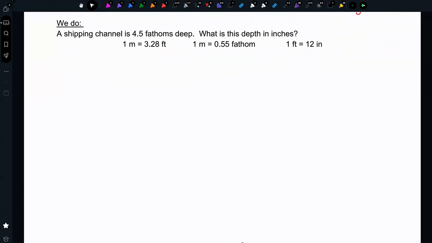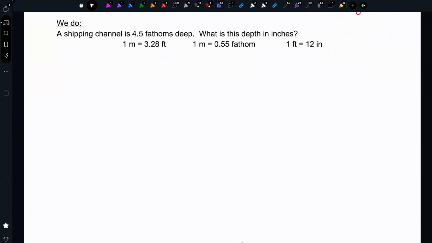So in this case, our we do problem says a shipping channel is 4.5 fathoms deep. Fathoms is a unit that they used to use and still do to measure the depth of water. And if you are into boating, you may have used fathoms before. You have a shipping channel that's 4.5 fathoms deep. What is that depth in inches?